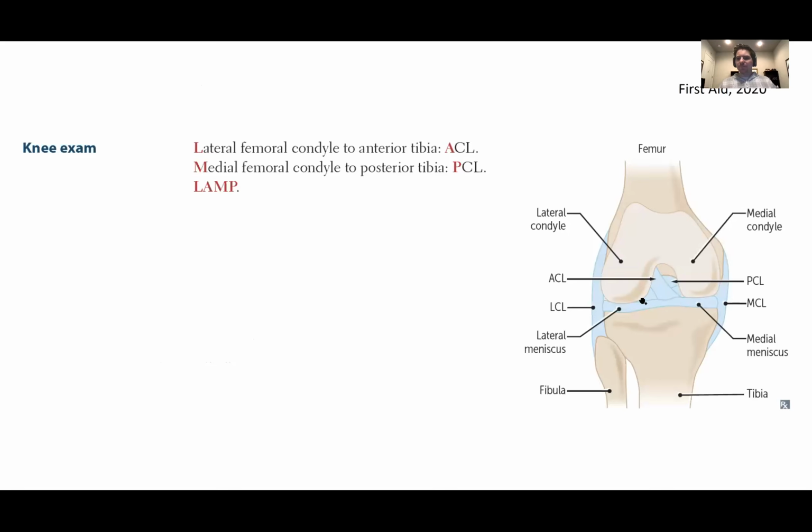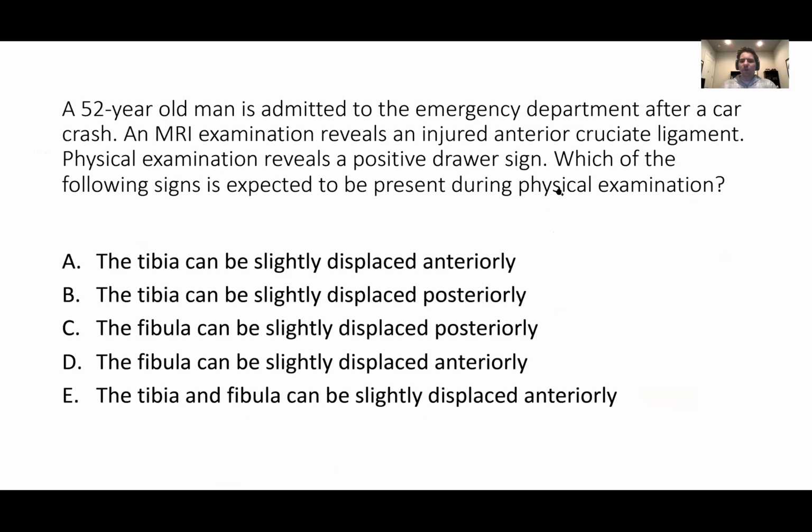All right. Now, before this is over, y'all will be able to identify the ACL versus the PCL on MRI. So remember, the anterior cruciate ligament runs in front, the PCL runs behind, okay? So the anterior helps to prevent anterior displacement, the posterior helps to prevent posterior displacement. Straightforward. So let's answer this one.